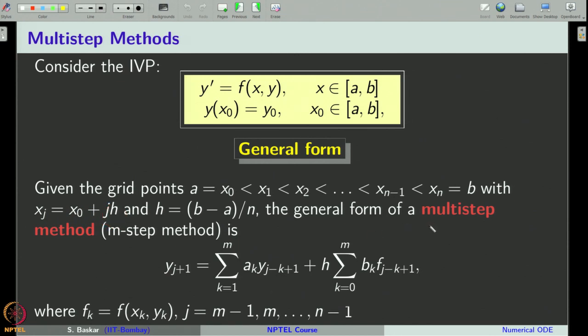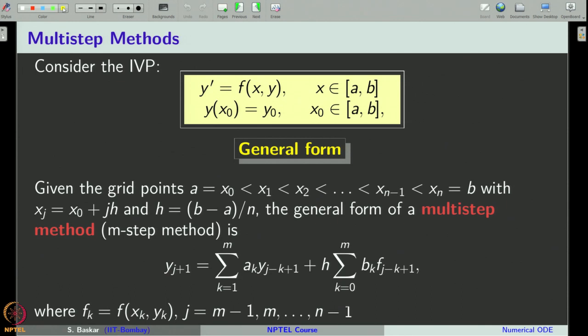The general form of the multi-step method that we are interested in is given by this expression. You can see that here yj+1, which is the approximate value of y at the point xj+1, is given by the first term involving the linear combination of the yj's, and the second term involves the linear combination of the function values f at xj, yj, where the function f is coming from our initial value problem.